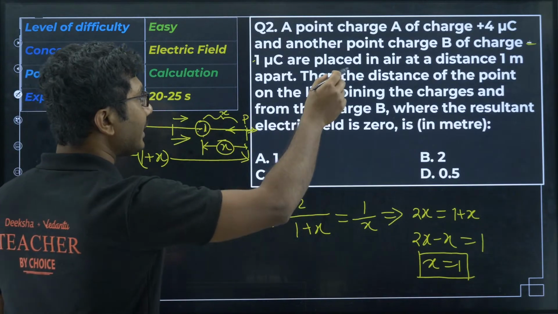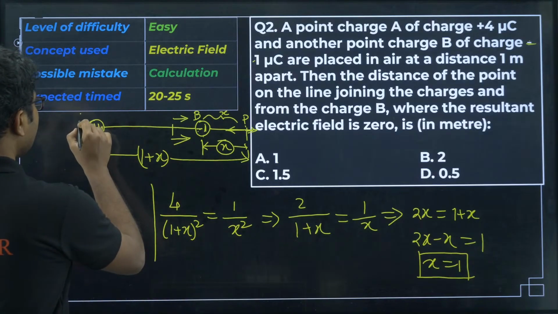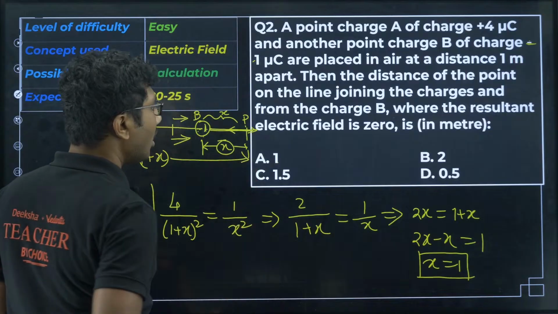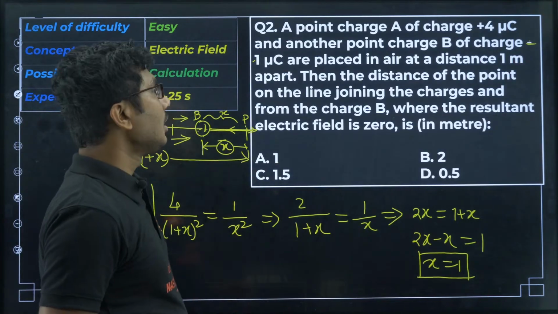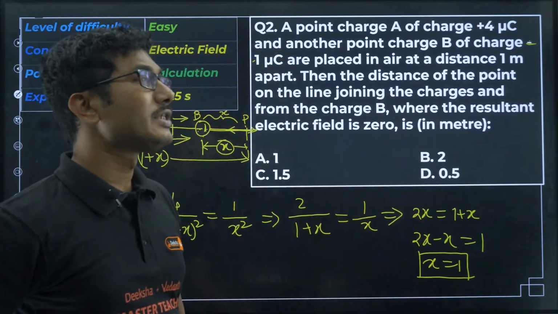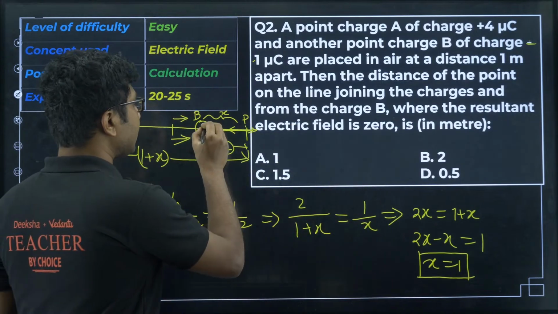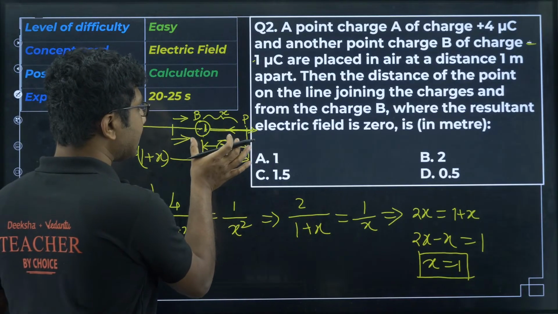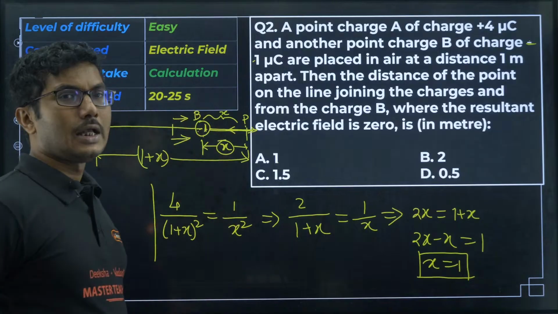We are trying to calculate x from the charge B, right? This is the charge B, this is charge A. And we are trying to find the distance from it. Why is this x? This is x because we are told to find the distance from the charge B. So charge B is minus 1, and we said that at a distance x from minus 1 itself, the electric field is 0.